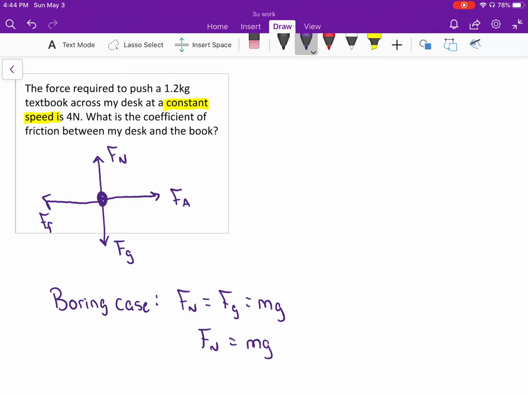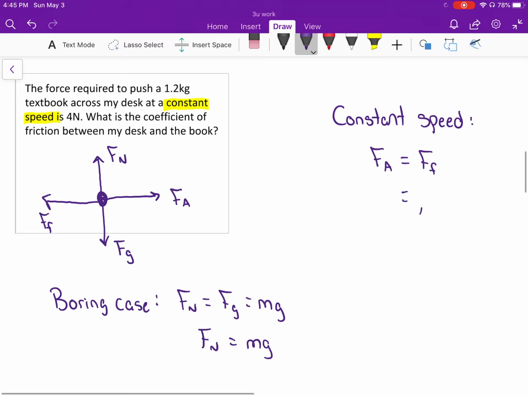Okay, now backtracking to that constant speed part. Since it says it's going at a constant speed, that tells us that the forward force has to be exactly the same as the backwards force. If the forward force were bigger, it would speed up. If the backward force were bigger, it would slow down. Since it's going at constant speed, I know that the applied force has to be exactly the same as friction.